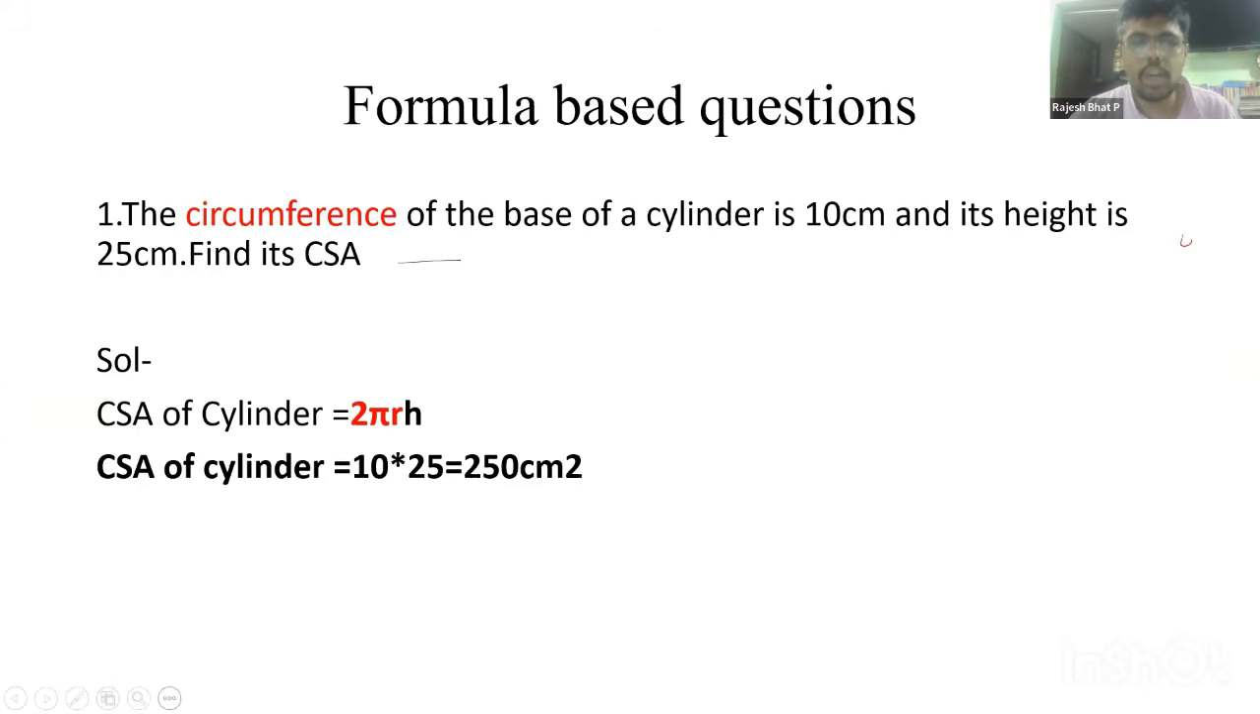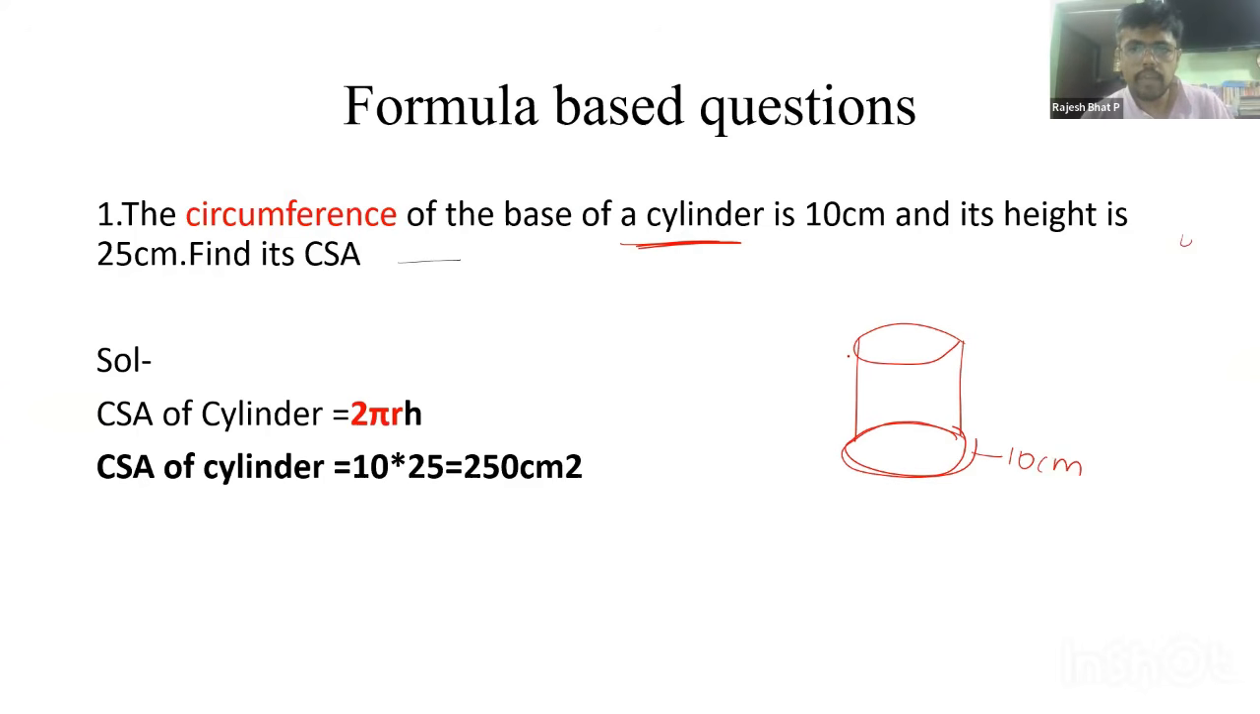Now let's solve some 1 mark questions. First question, see this. It is about a cylinder. The circumference of the base of a cylinder, it seems there is one cylinder, and this is the base of the cylinder. It seems the base circumference is 10 centimeter and height is 25 centimeter. Find CSA, curved surface area. What do you mean by curved surface area? This outer part. Imagine one small hula hoop, or a bangle.